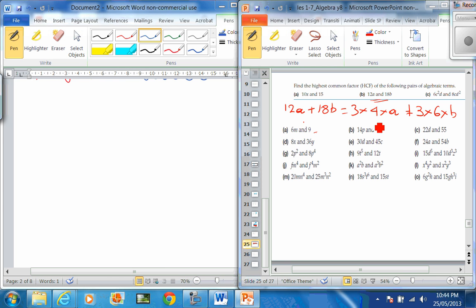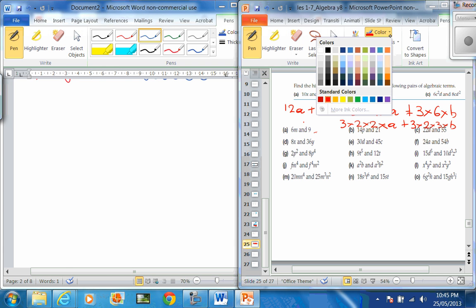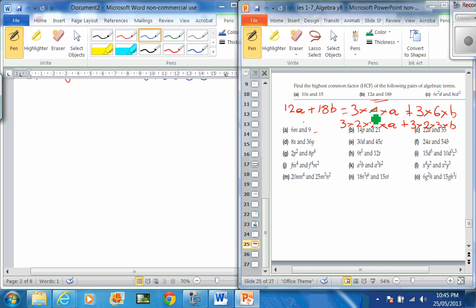Okay? So I'm writing again 3 times 2 times 2 times a, plus, this is in the beginning until you get the hang of it. Later we'll do it quickly. 3 times, what is 6? Correct. 2 times 3 times b. Let me change the color to show you exactly what I'm doing. This 4 here becomes 2 times 2. And this 6 here becomes 2 times 3. Okay? Let's go back and have the same color because I need to show you what we're doing.